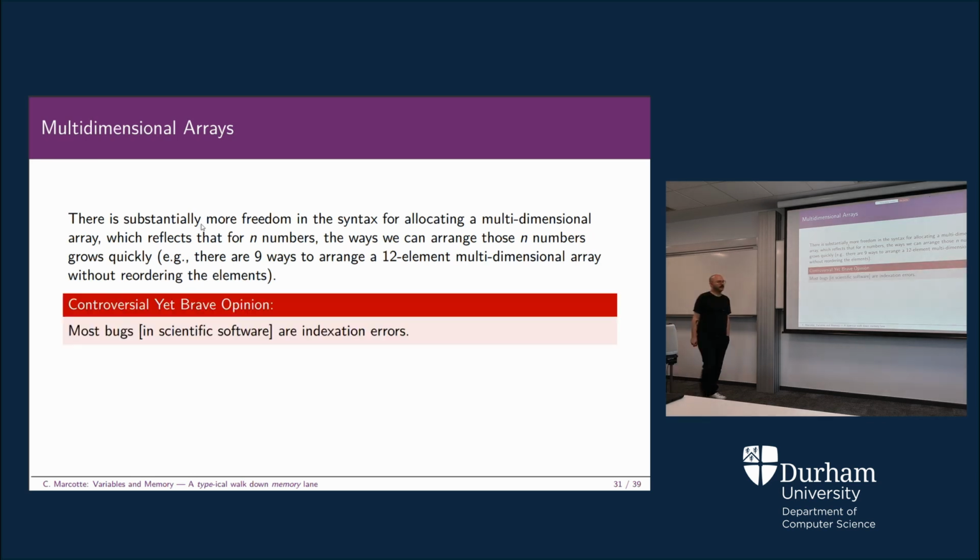My controversial yet brave opinion is that most bugs in scientific software are indexation errors. We've tried to access memory directly and have an off by 1, or we don't quite understand how the indexing works in C, because it's 0-based indexing and we're used to 1-based indexing perhaps.